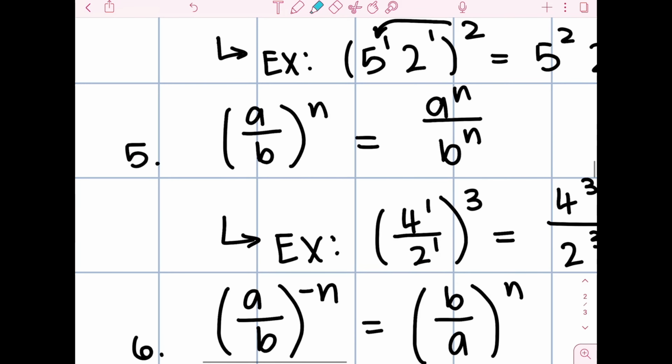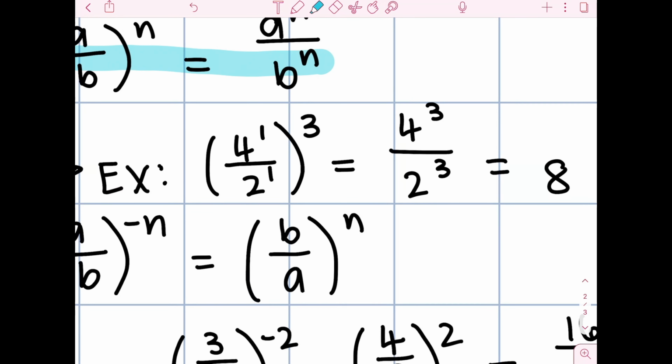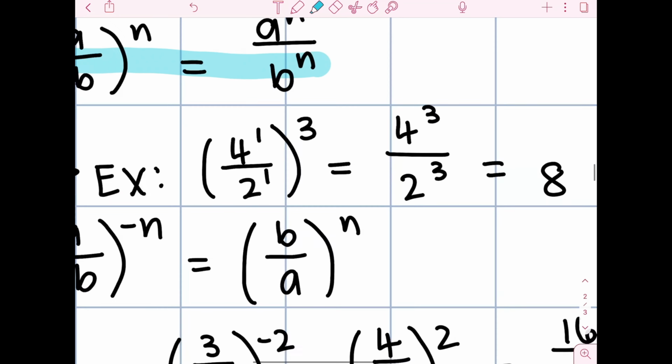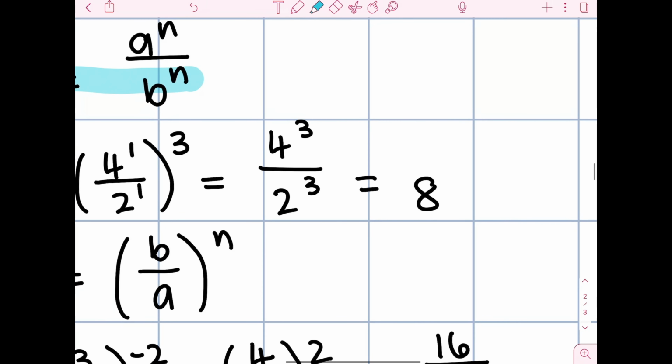Your fifth law is going to be a divided by b, to the power of n, is equal to a to the power of n divided by b to the power of n. Here's an example. 4 to the power of 1 divided by 2 to the power of 1, to the power of 3. You will distribute the 3 as in the last example, except you're going to be dividing this time. So you get 4 to the power of 3 divided by 2 to the power of 3, and this will equal 8.